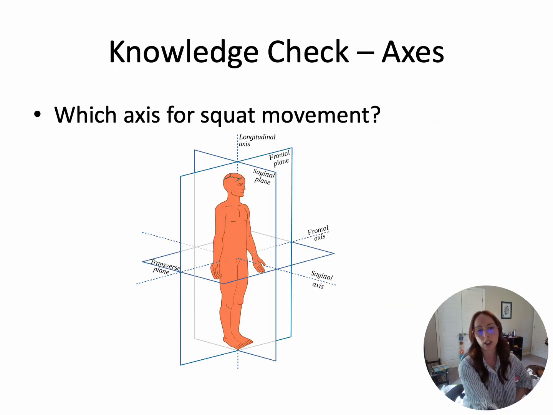So here is a knowledge check. I've included a picture here to help you see all of the planes as well as the axes in one illustration. So which axis for squat movement? Again, with the squat, you are having flexion and extension of the hip and the knees, going down and up. So in what plane is there flexion and extension? Where does that occur? And then once you determine what that plane is, what is the perpendicular axis? Where is that rotation occurring?